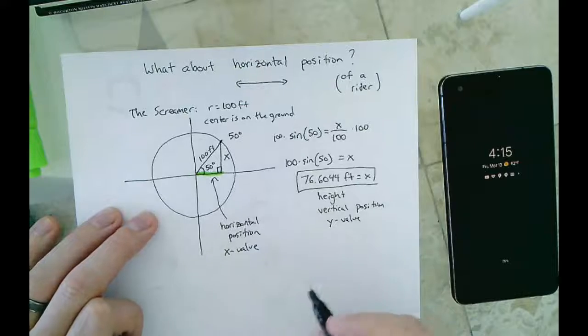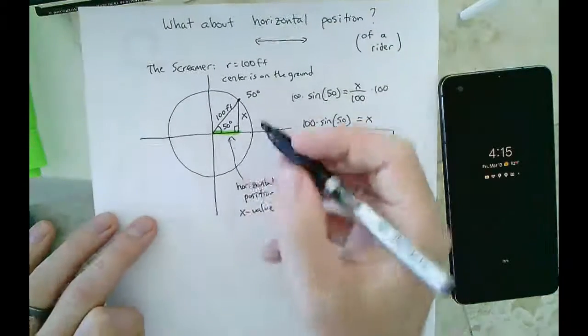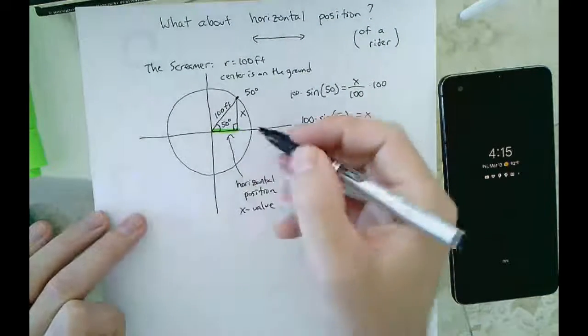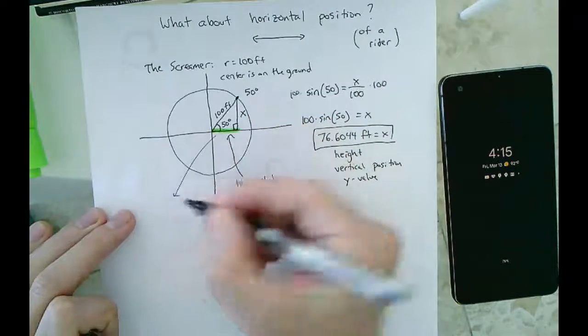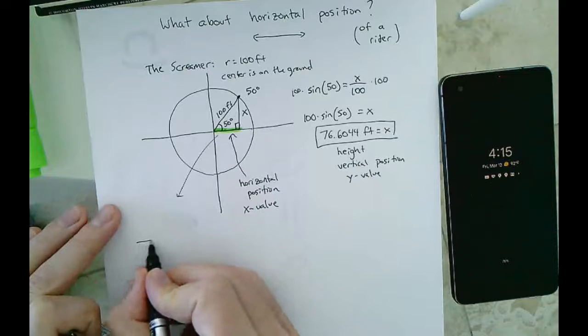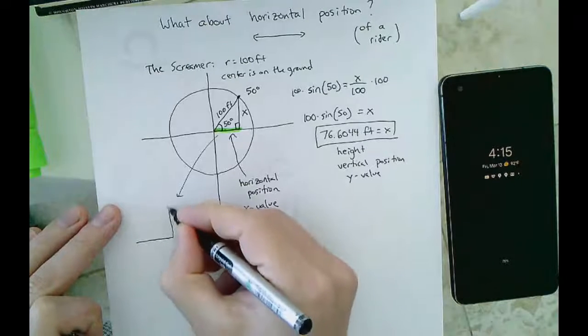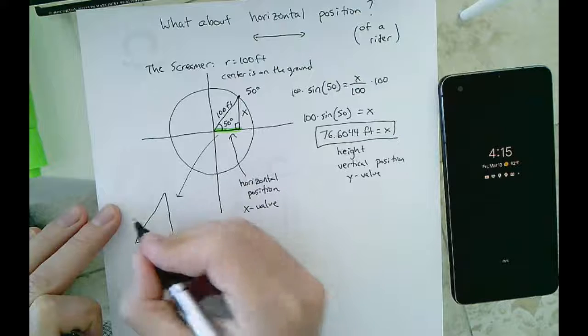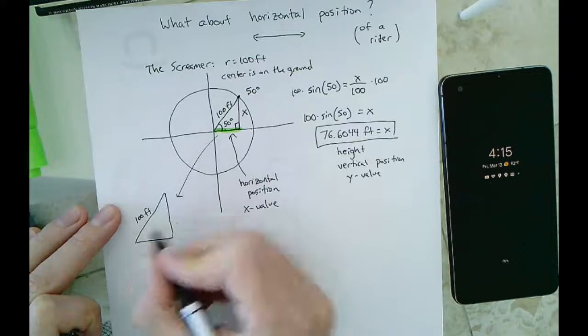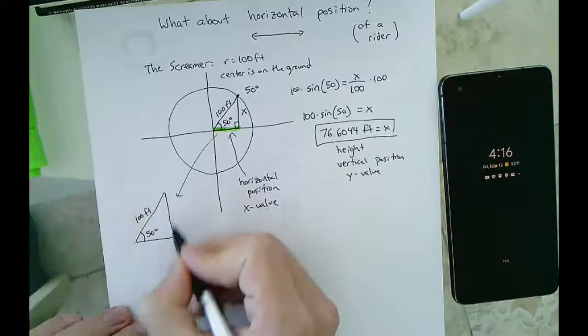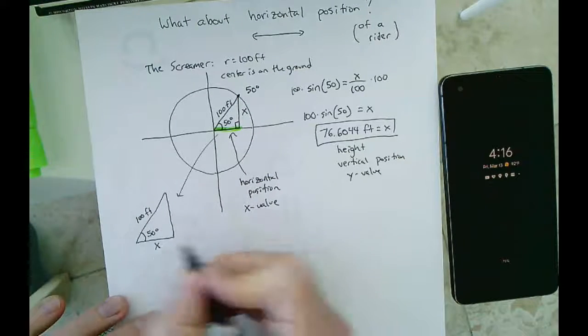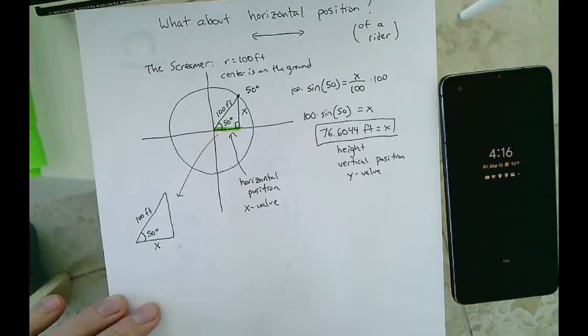So I want to pop this triangle out right here, and I want to see if we can solve this. So I'm going to take this triangle, I'm just going to draw the exact same triangle right down here. Our radius is still 100 feet. Our angle is still 50 degrees. But instead of trying to solve for the vertical, we're now trying to solve for our horizontal. So here's your first pause moment here, guys. Instead of using sine right here, which one of our SOHCAHTOA trig ratios are we going to use here?